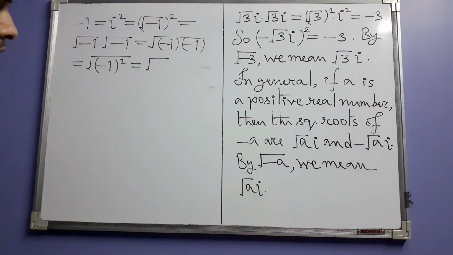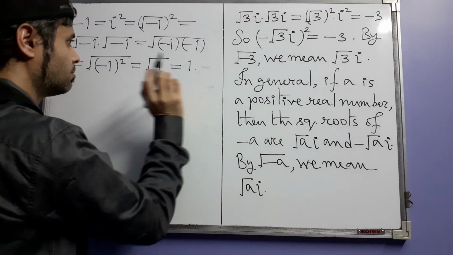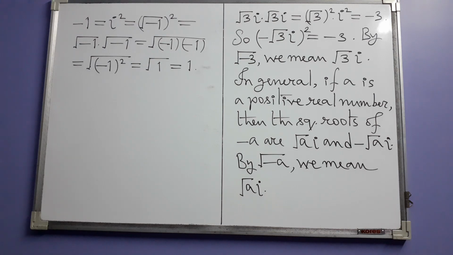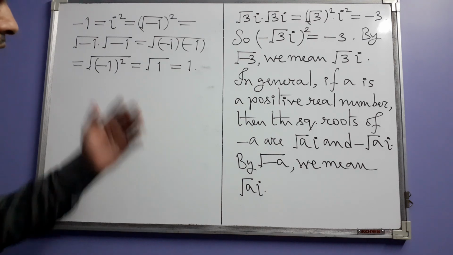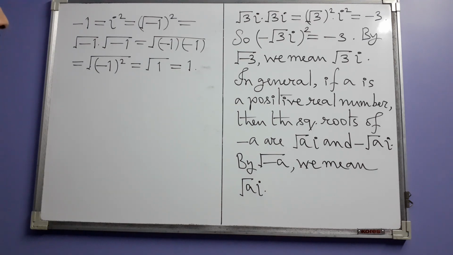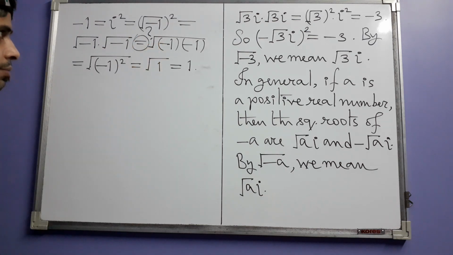But minus 1 squared is what? 1. And square root of 1 is 1. So you seem to have proved that minus 1 is equal to 1. Obviously that is not true. But then what's the mistake? Where did it go wrong? It went wrong at this step, which is questionable.